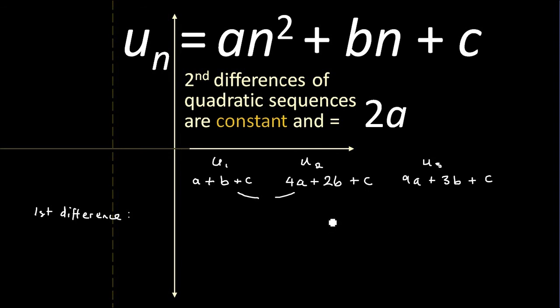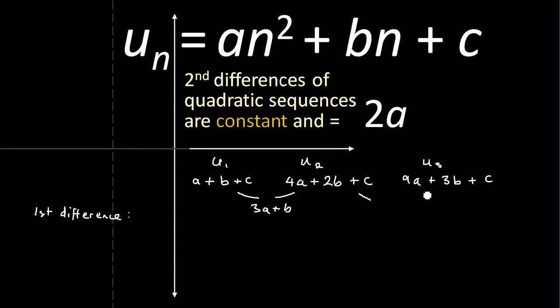So our first difference is basically when we subtract u1 from u2. So what are we going to get when we subtract a plus b from 4a plus 2b plus c? Well, 4a subtract a is simply going to give us 3a. Nice and straightforward. 2b subtract b will give us b. And c subtract c will give us 0, so we don't need to write that down. Now, we're expecting that u3 subtract u2 is going to give us a different expression, but let's see how it works out.